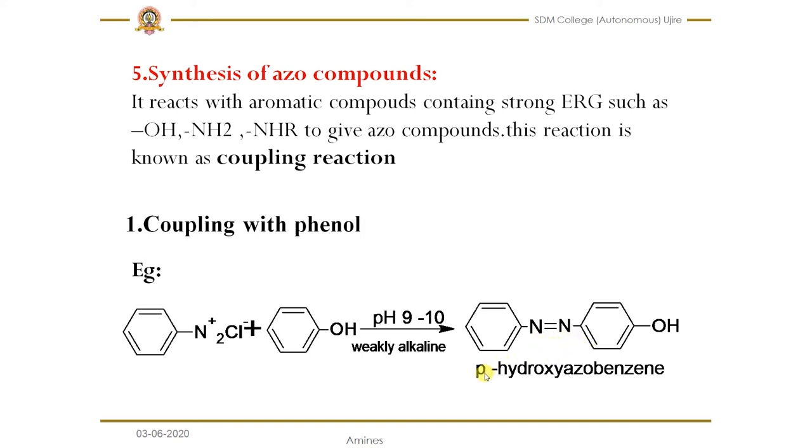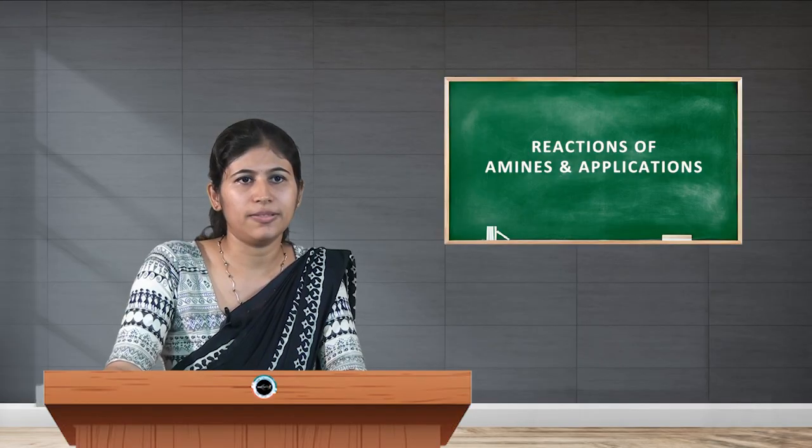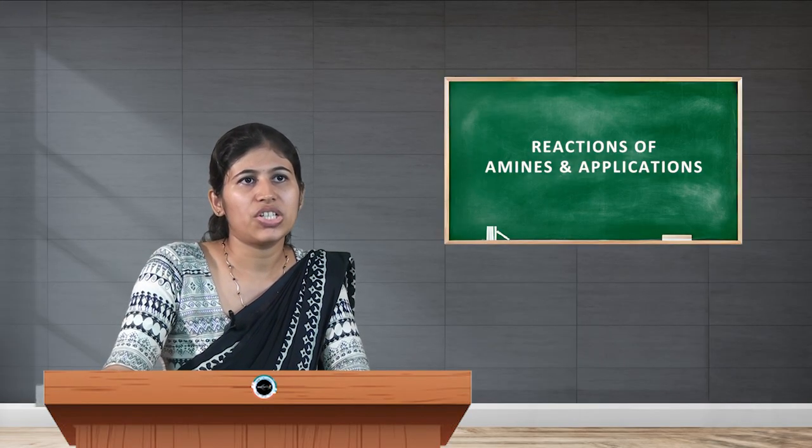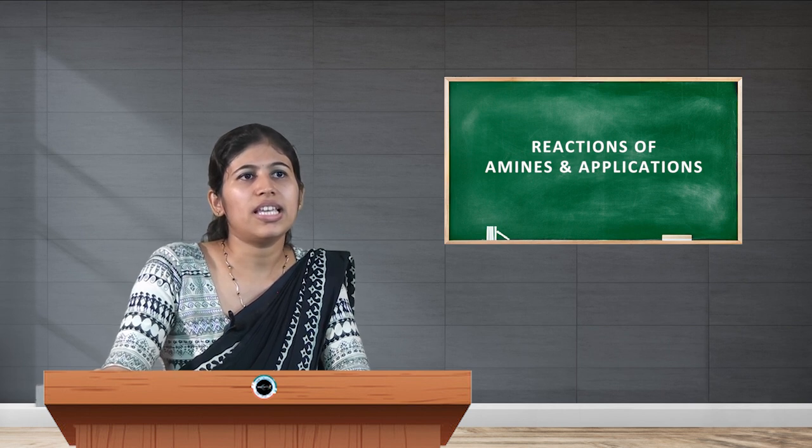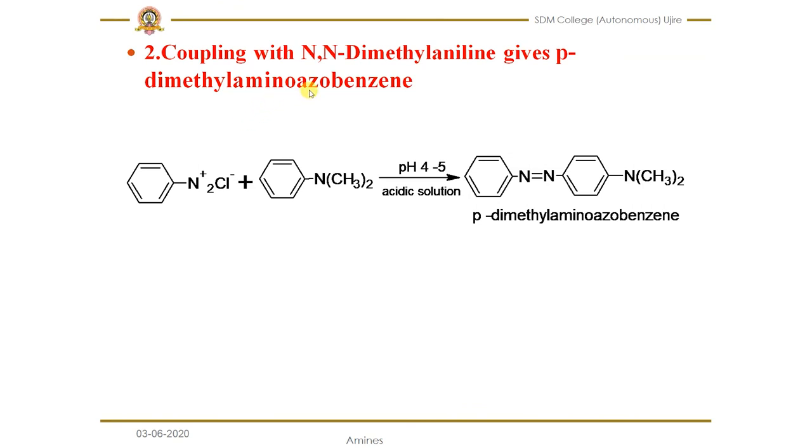We get para hydroxy azobenzene when you treat benzene diazonium chloride with phenol at pH 9 to 10, that is, weakly alkaline conditions. Similarly, one more coupling reaction is with N,N-dimethylaniline. When you treat benzene diazonium chloride with N,N-dimethylaniline, it gives para dimethylamino azobenzene. At the para position there is a dimethylamino group, as you can see. Here coupling takes place and we get the coupled product.